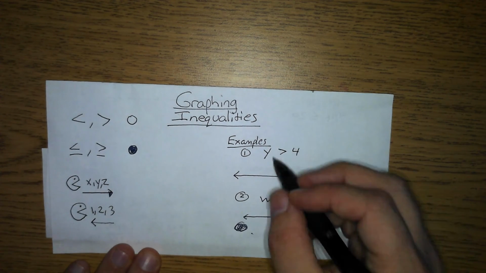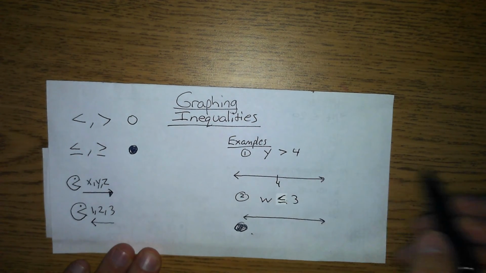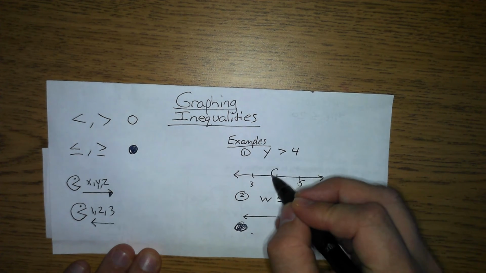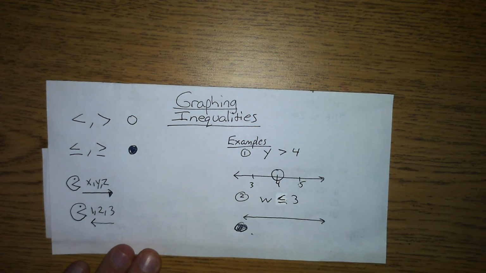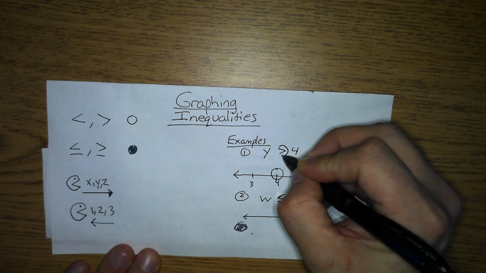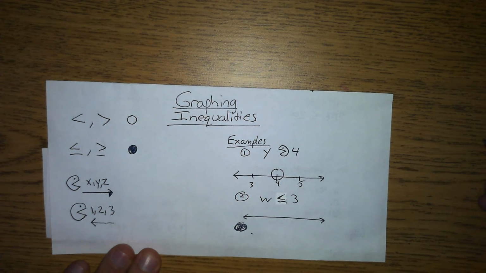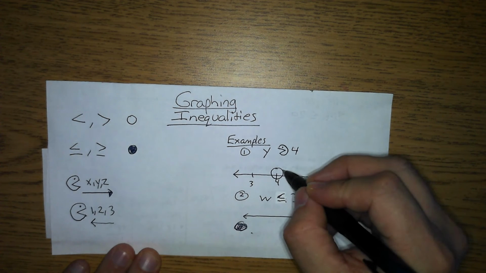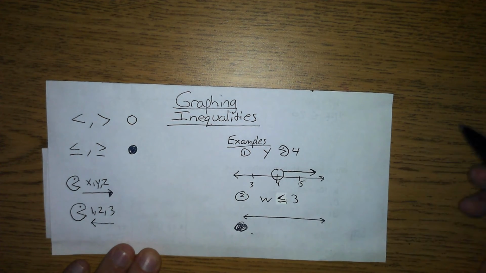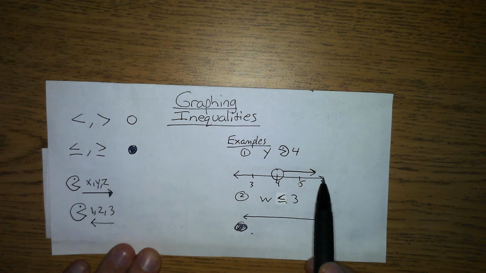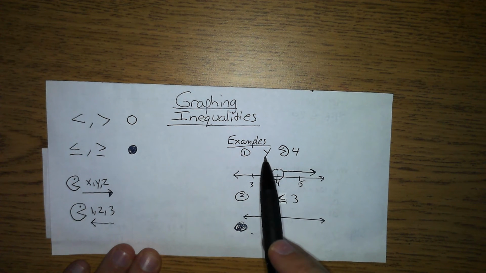If I had y is greater than 4, I know that that's going to be an open circle on 4. And when I make it a Pac-Man, notice the mouth of Pac-Man. It's going for the variable, which means the arrow would go to the right. So all solutions to the right of positive 4 would make this statement true.